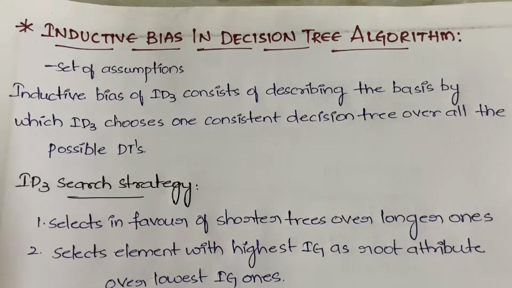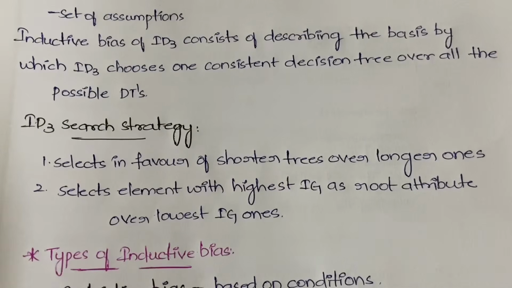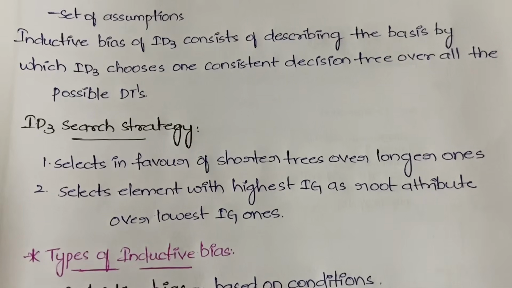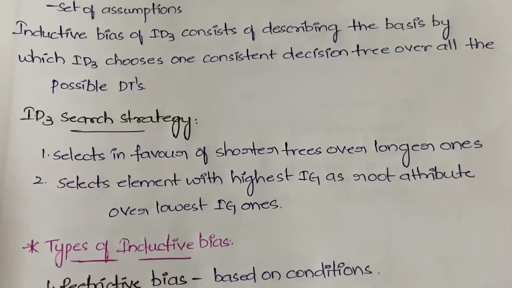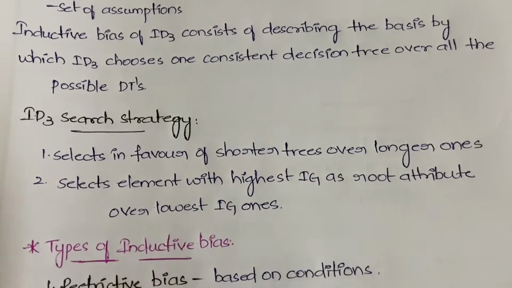Okay, so what is the search strategy of ID3? How will decision trees search, and what strategies will they follow? They will mainly follow two types. First, it selects in favor of shorter trees over longer trees. In the hypothesis space, if you have 100 trees, and among those 100 trees, 90 are longer trees and 10 are shorter trees, it will first try to get its solution from the shorter ones.